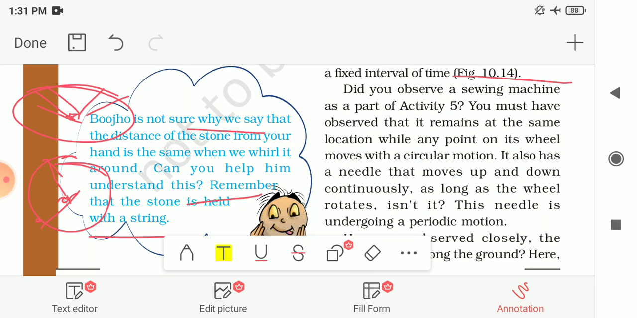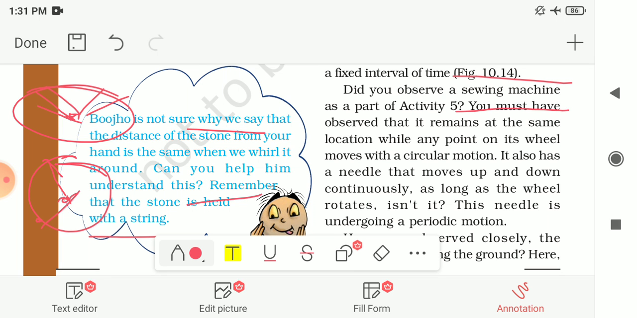So this is about the 3 different types of motion, that is rectilinear motion, circular motion and periodic motion. Now let me see, did you observe that the swing machine is a part of activity 5? You must have observed that it remains at the same location while any point of its wheel moves with a circular motion. The swing machine cannot change its position on its own, but some parts of the swing machine will change their position, or we can say any point on that part is moving from one place to another place.